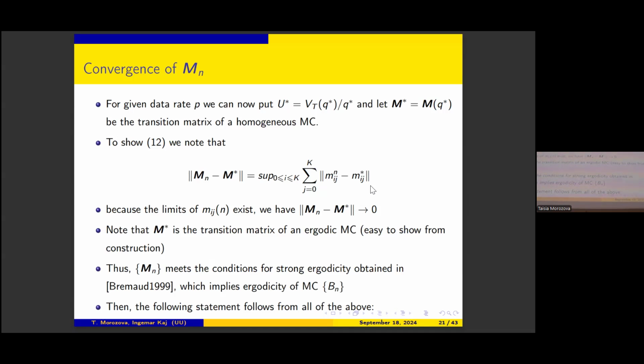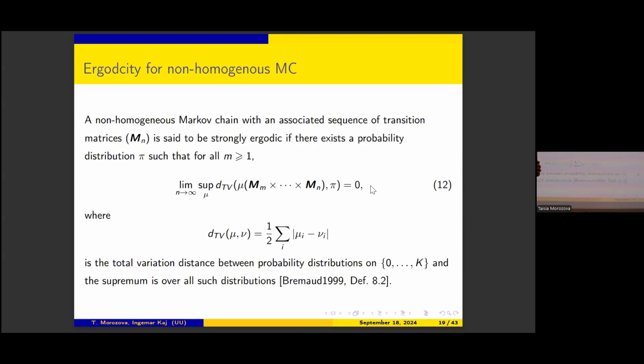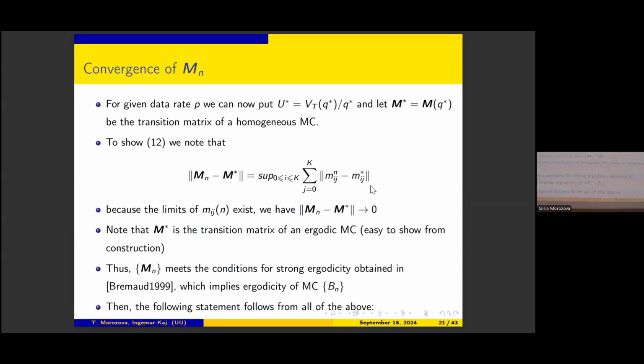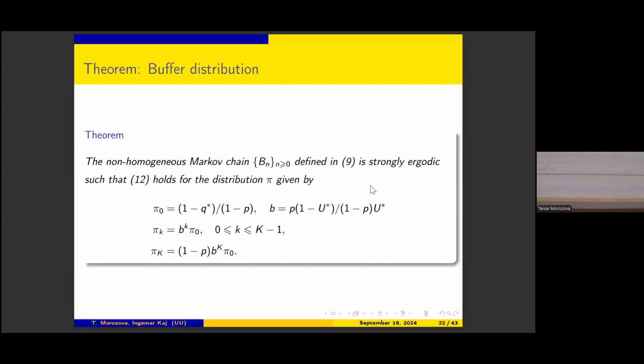Then M star is the transition matrix of some Markov chain, which is ergodic again, because, you know, it's finite, aperiodic and irreducible. So because this convergence holds, we can see that the strong ergodicity condition is also fulfilled. Which means that our initial Markov chain Bn is also ergodic, and it has a steady state distribution. So because of all of these arguments, we can finally state the distribution of our Markov chain. It's going to be, again, a geometric distribution, which has the following form.